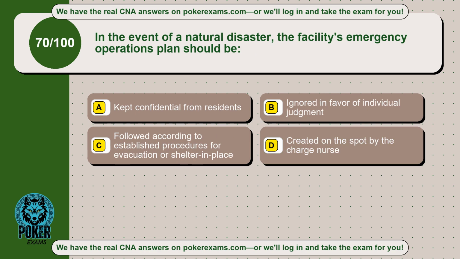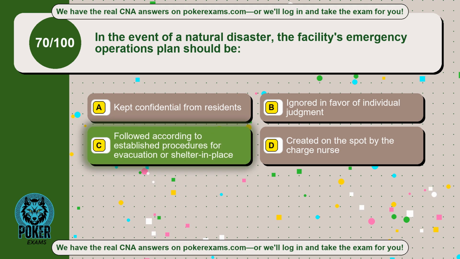Question 70. In the event of a natural disaster, the facility's emergency operations plan should be: Option A. Kept confidential from residents. Option B. Ignored in favor of individual judgment. Option C. Followed according to established procedures for evacuation or shelter in place. Option D. Created on the spot by the charge nurse.